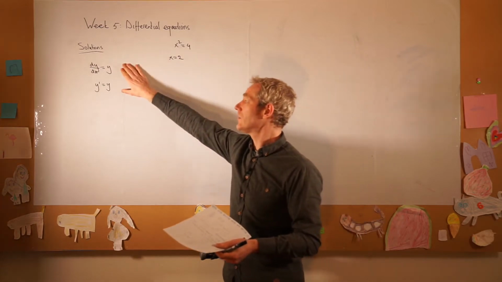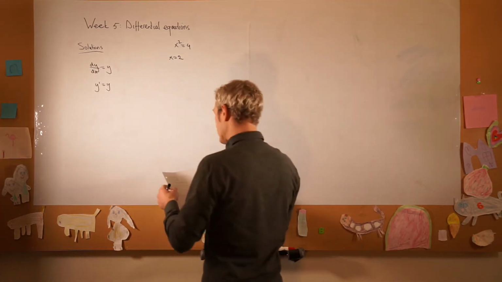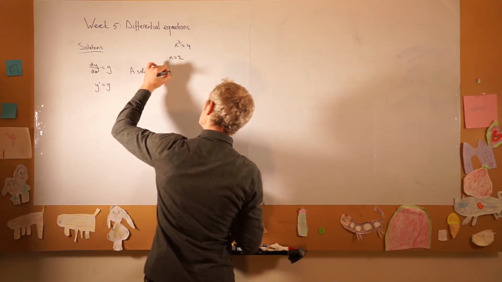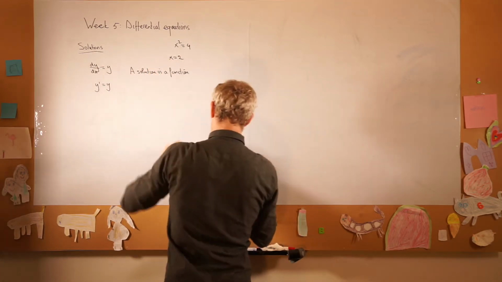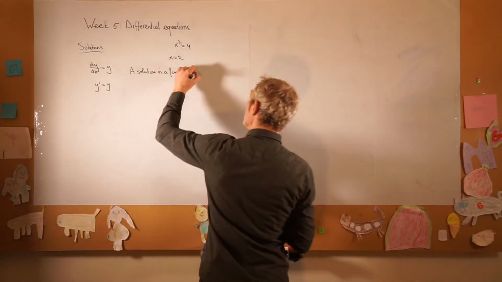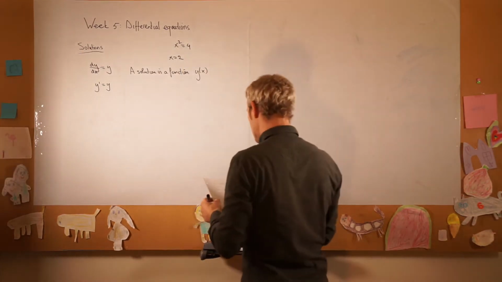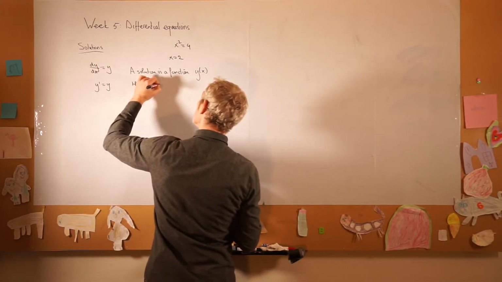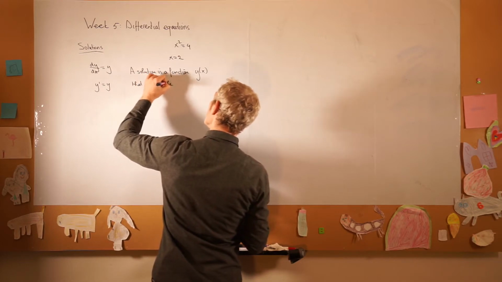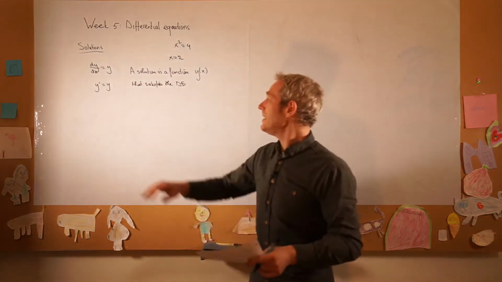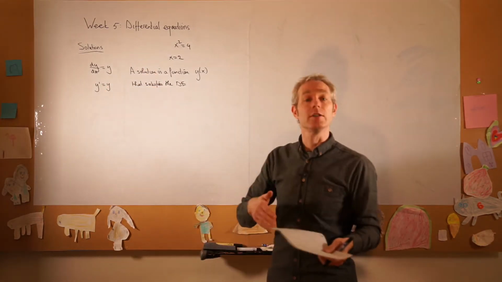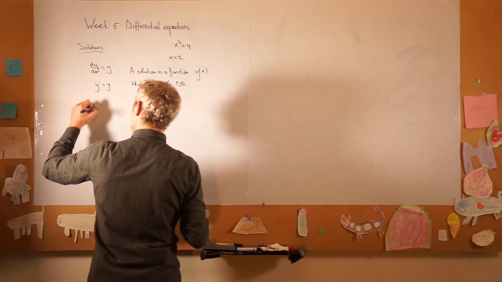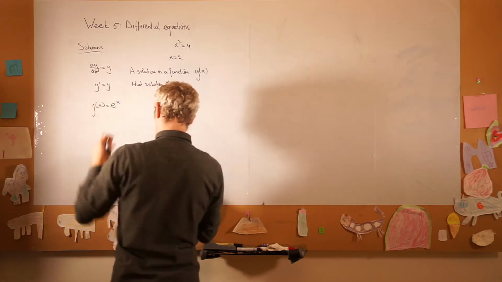Now, if we look at the differential equation, a solution is a function, our unknown function, the dependent variable, y of x, that satisfies the differential equation. So if we plug our solution into our differential equation, the left-hand side should be equal to the right-hand side. Now, let's look at the function y of x is e to the power of x.